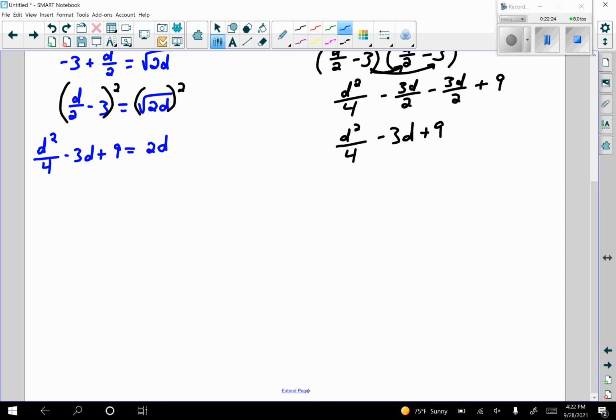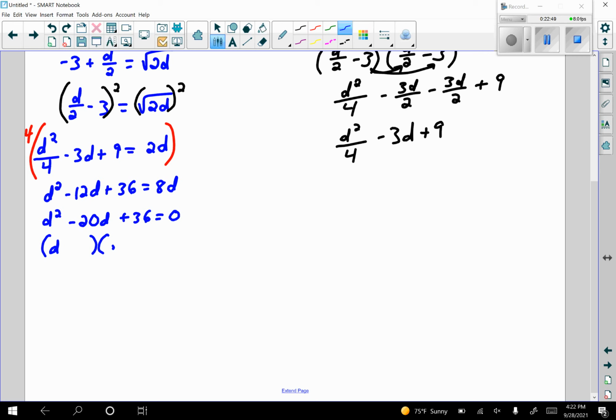We're almost done. How about we go through and we multiply everything by 4? So now this gives me d squared minus 12d plus 36 equals 8d. Let's bring everything to one side. So I want to subtract 8d here. So we get d squared minus 20d plus 36 equals 0. This should factor quite nicely.